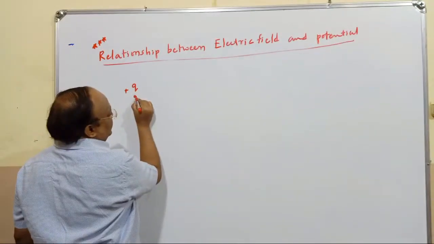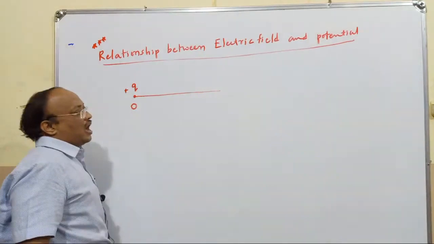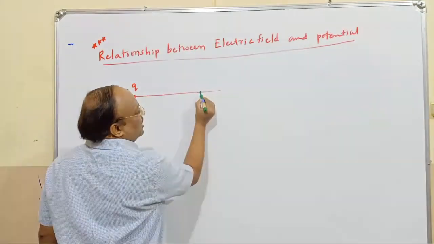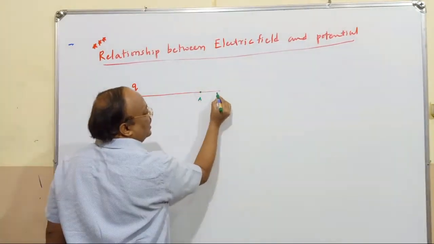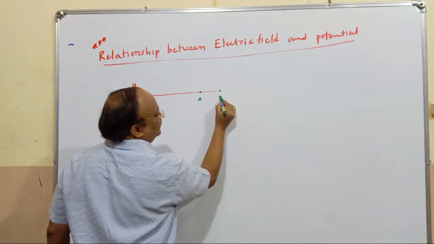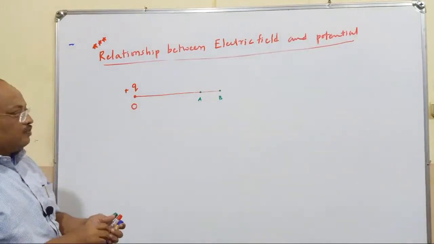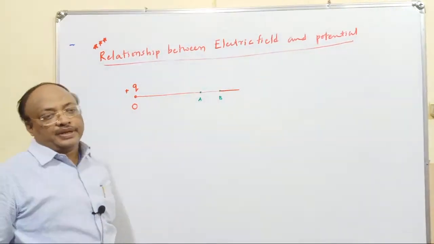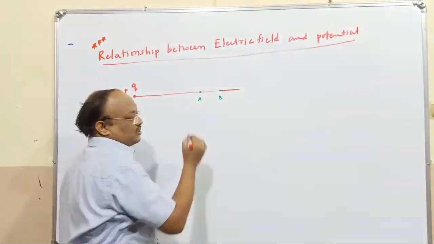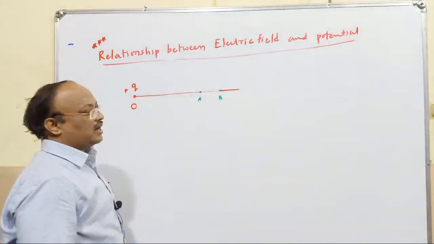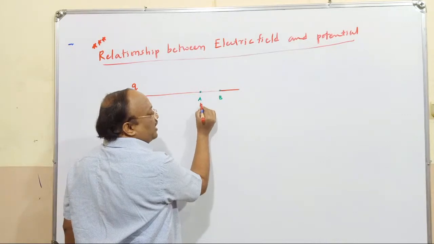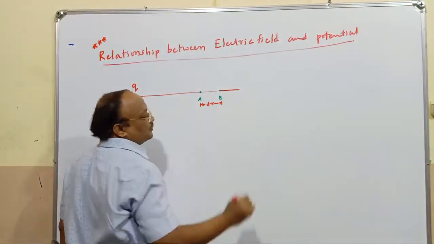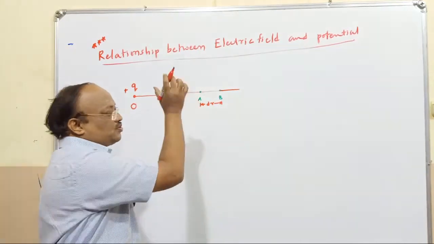In that electric field, I am choosing 2 points, A and B. These 2 points are separated by a very small distance dr.